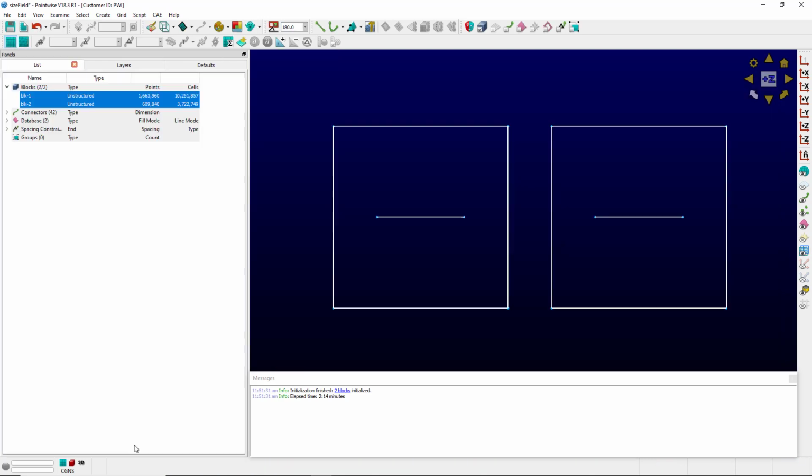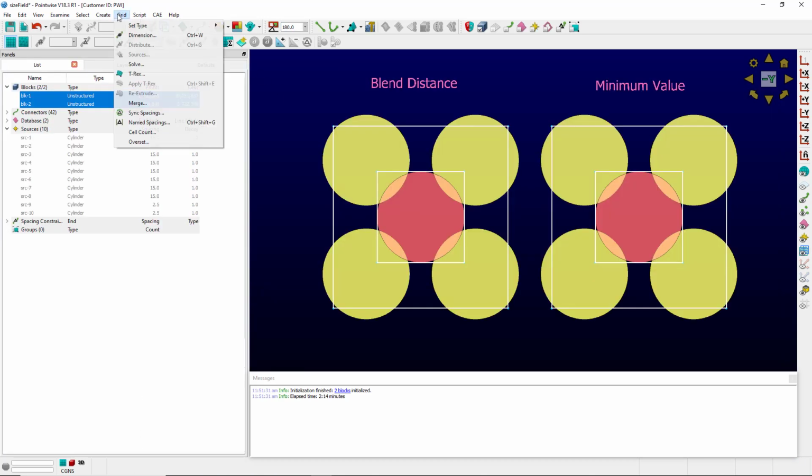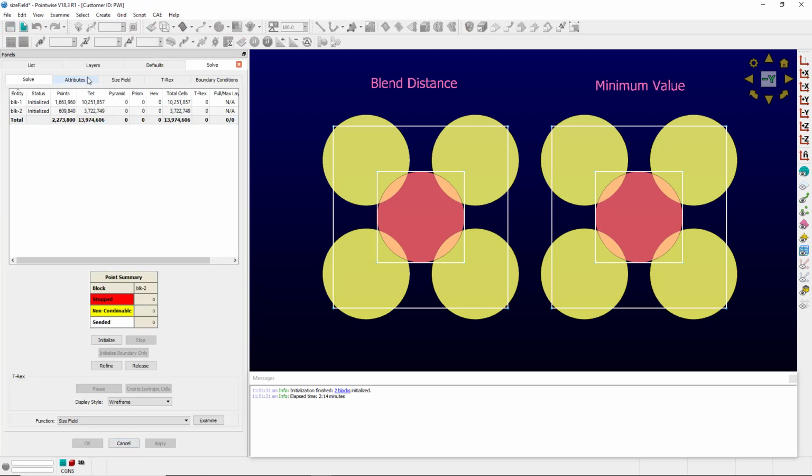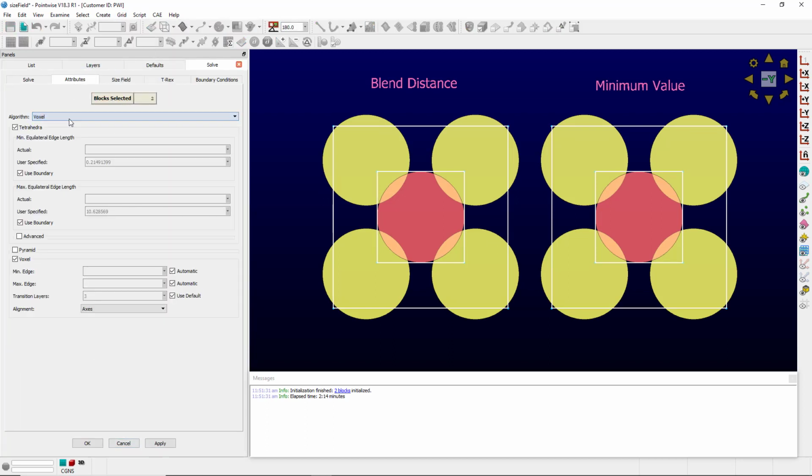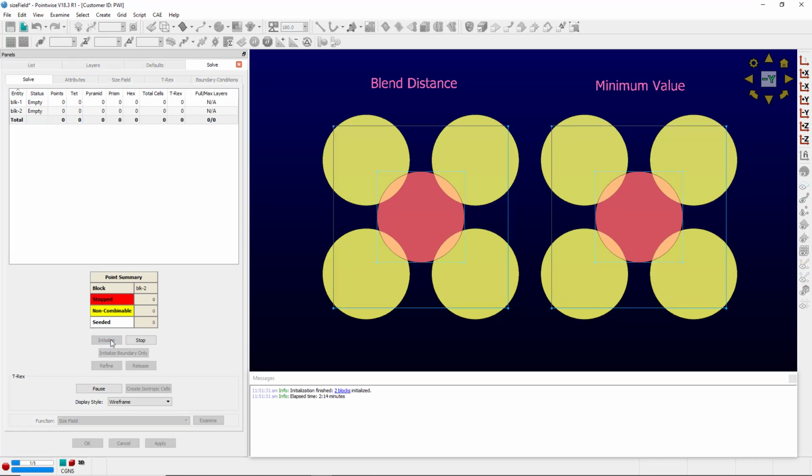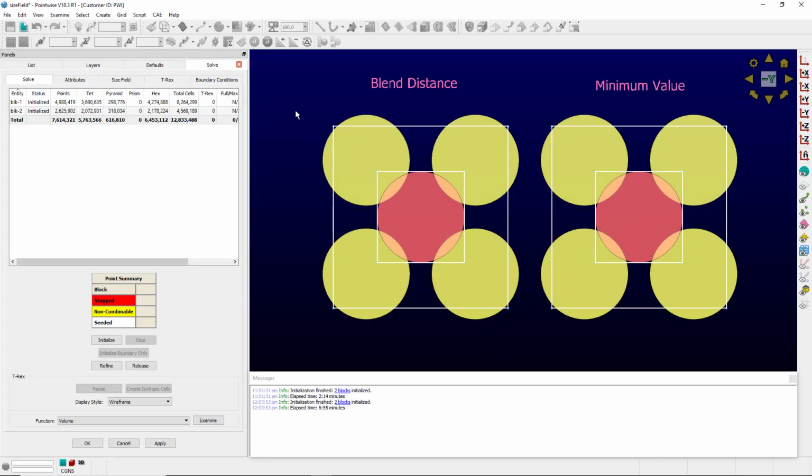But how does this play out with the voxel algorithm? To do that, I'll go to Attributes, change the algorithm to voxel, and click Initialize. Now that those are done initializing, let's take a look at what we have. You notice that the cell count has actually gone down using voxels for the minimum value, and it has gone up for blend distance. So let's take a look at the interiors.